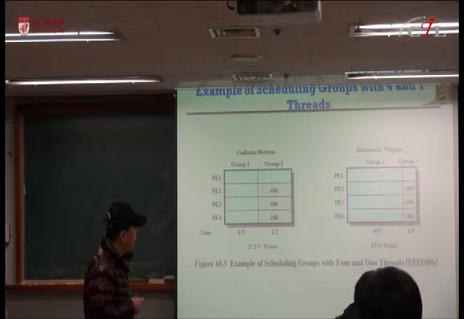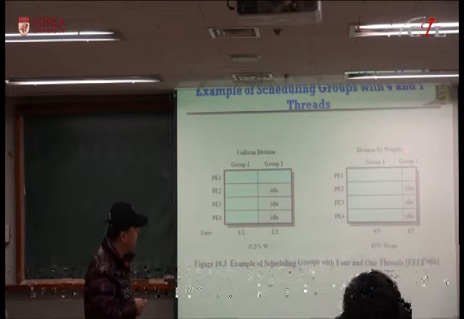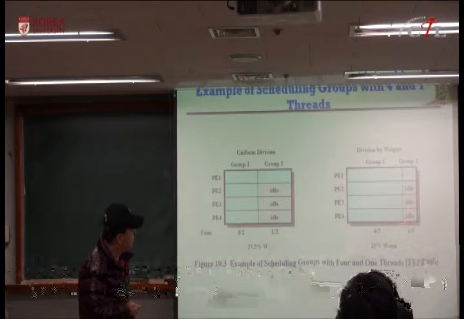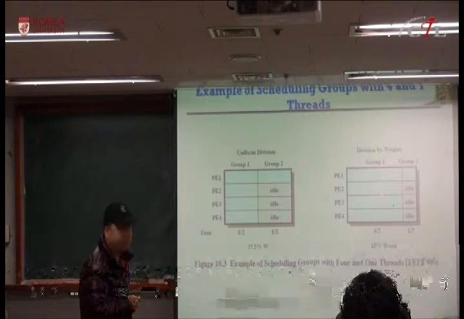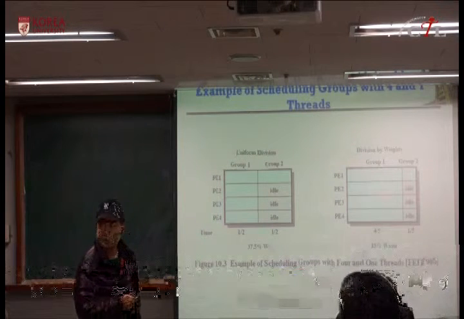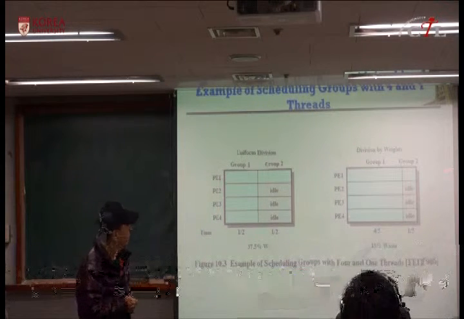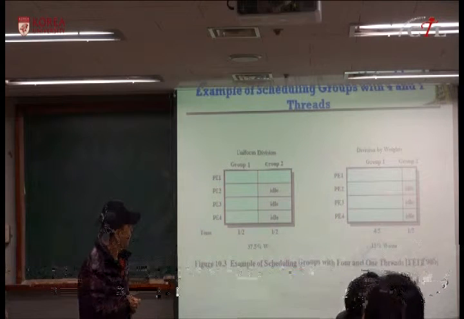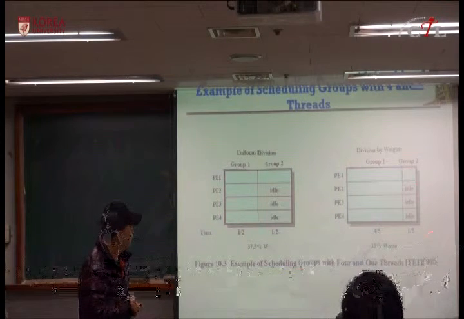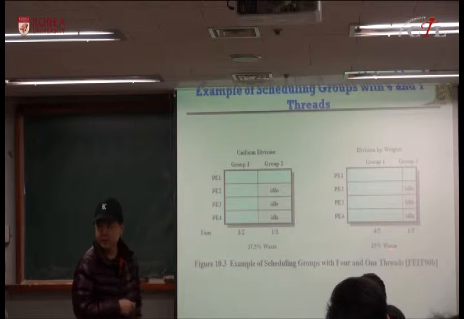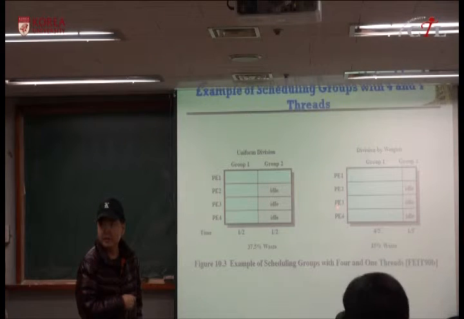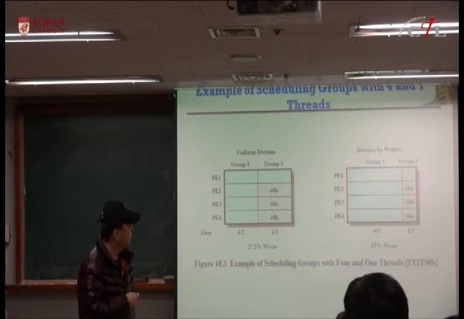But instead of uniform division, you can apply division by weight, which means if this has 4 threads and this has only 1 thread, there are 5 threads. So you assign 80% of CPU to group 1 and 20% of CPU to group 2 because of the 4:1 ratio. Okay? And in this case, you can reduce the idle time of CPU to only 15% compared to uniform division. So for gang scheduling, if you want to utilize CPU more, you can use this kind of division by weight.